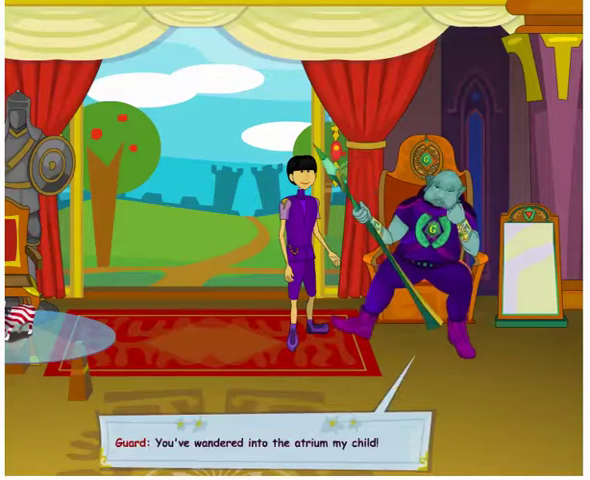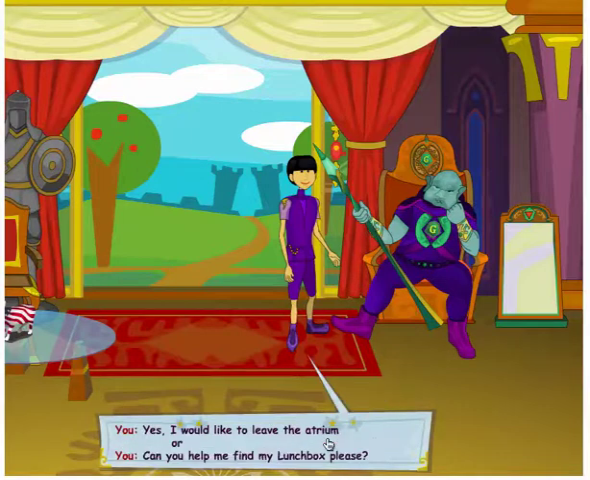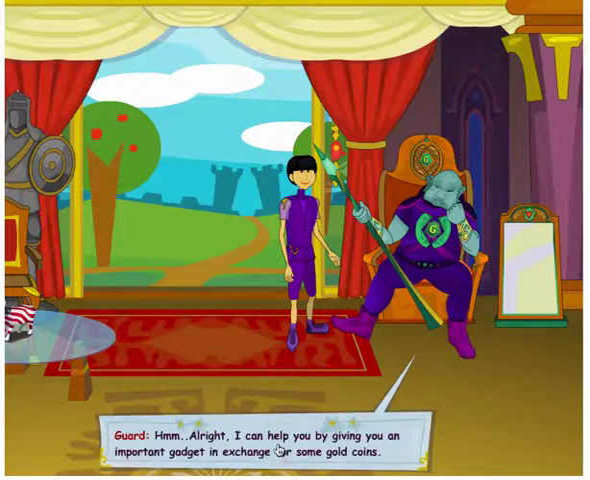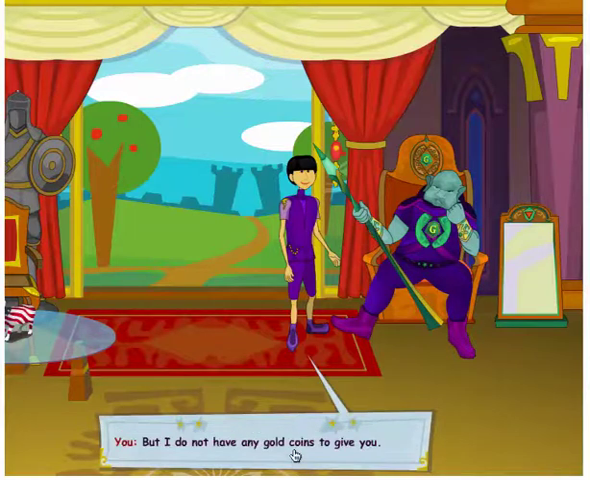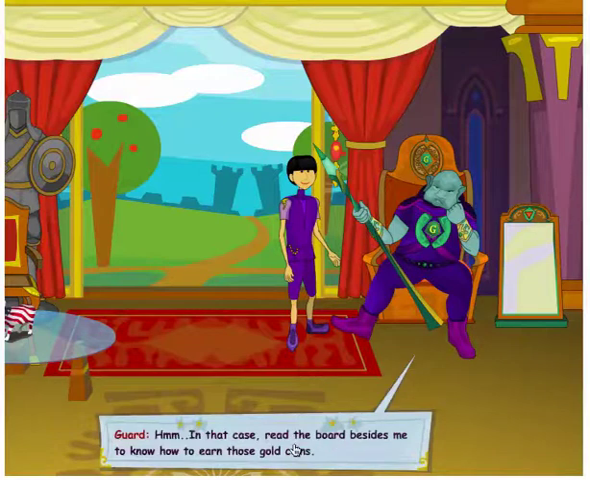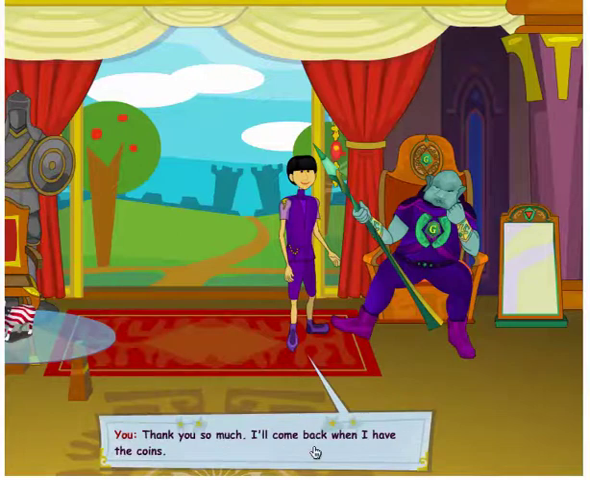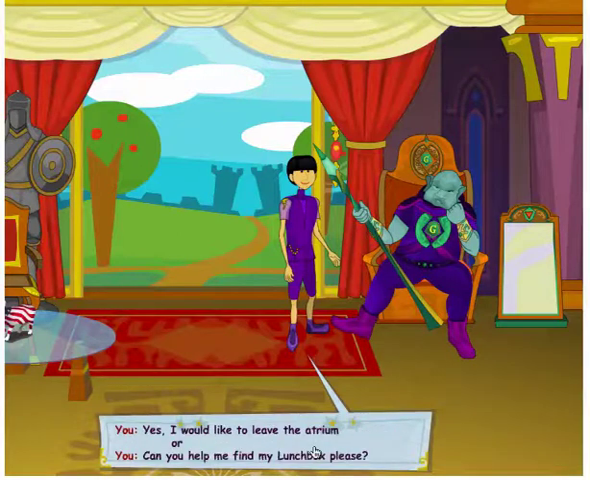The guard says, "You wandered into the atrium, my child," so I'm going to click to continue the dialogue. And I have two options. Yes, I would like to leave the atrium, or can you help me find my lunchbox, please? That's what I want. "Alright, I can help you by giving you an important gadget in exchange for some gold coins." But I do not have any gold coins to give you. "In that case, read the board beside me to learn how to earn those gold coins." Thank you so much. I'll come back when I have the coins.